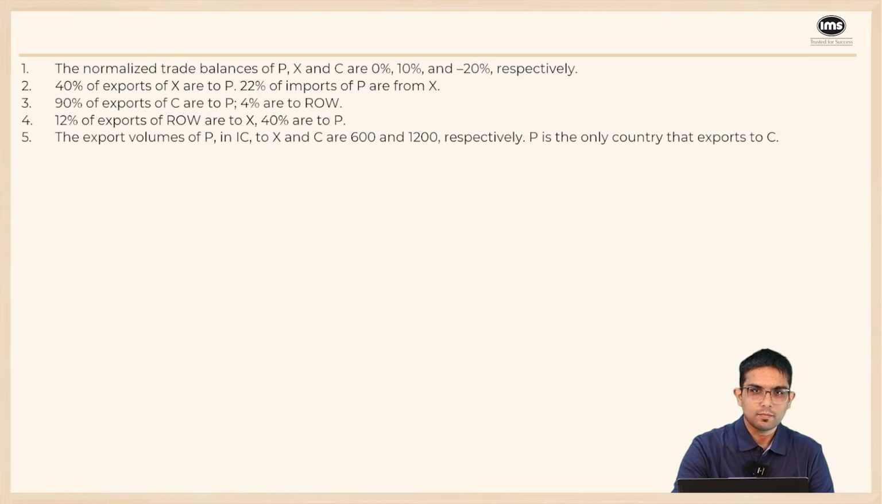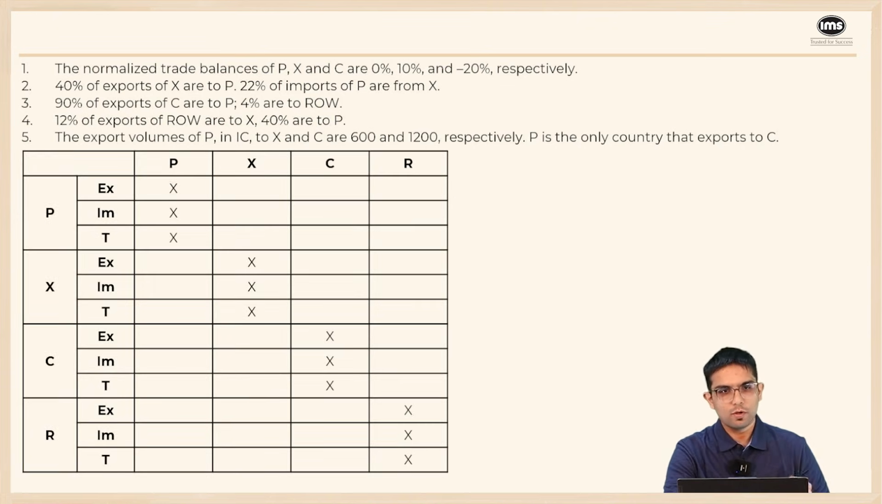Now it says the normalized trade balance of P, X and C are 0, 10 and minus 20 respectively, and all those 5 lines. The first thing that we need to understand is what things are given and how can you make sense out of this data. So first of all, I'll make this table. This is an elaborative table which shows all the 3 countries. These are P, X, C and rest of the world. R is for rest of the world.